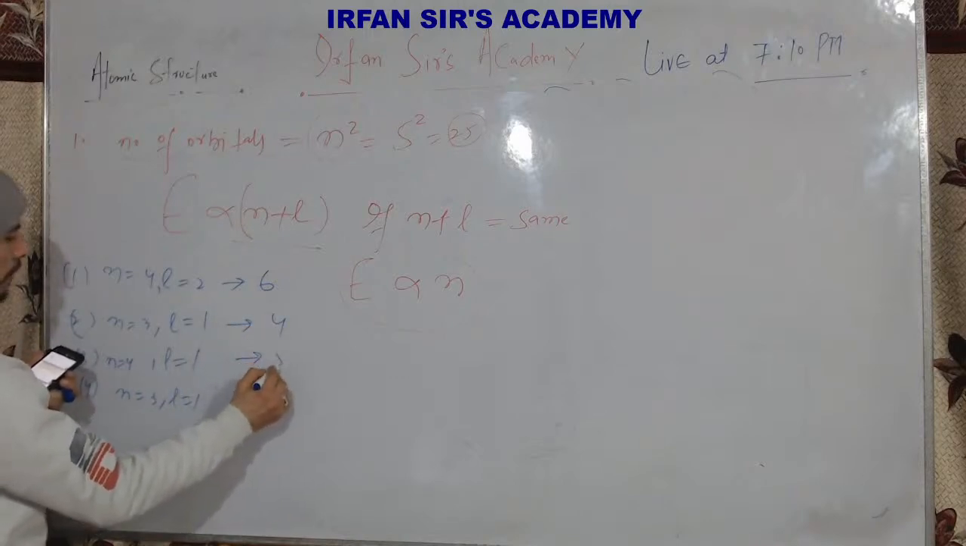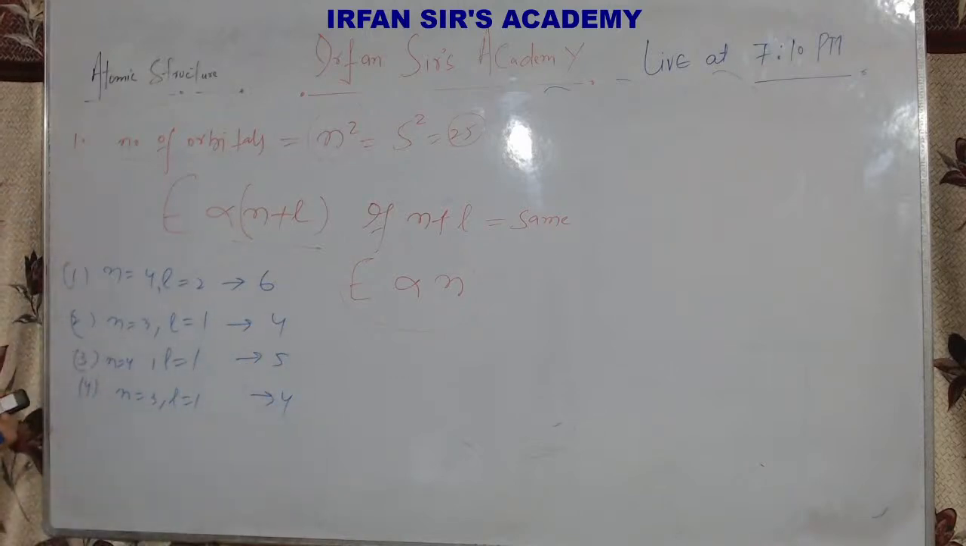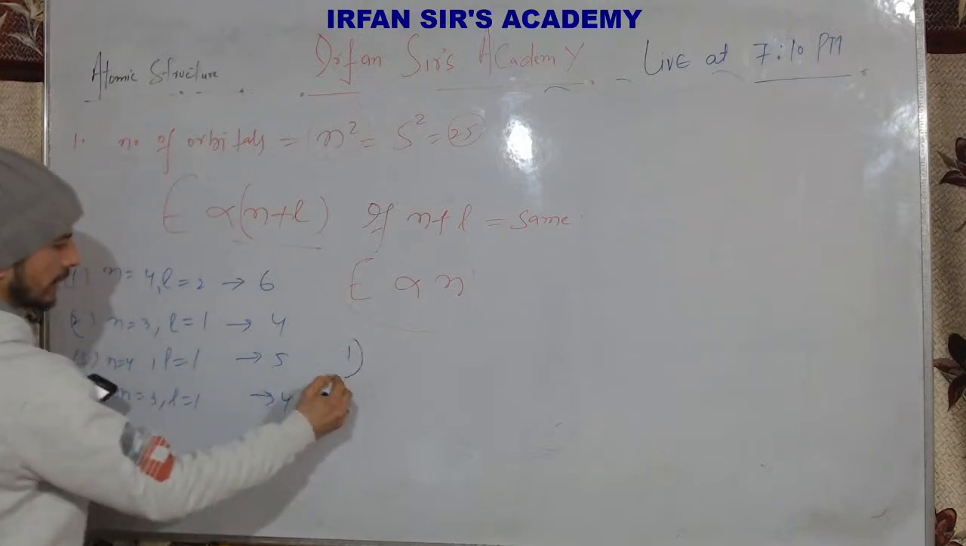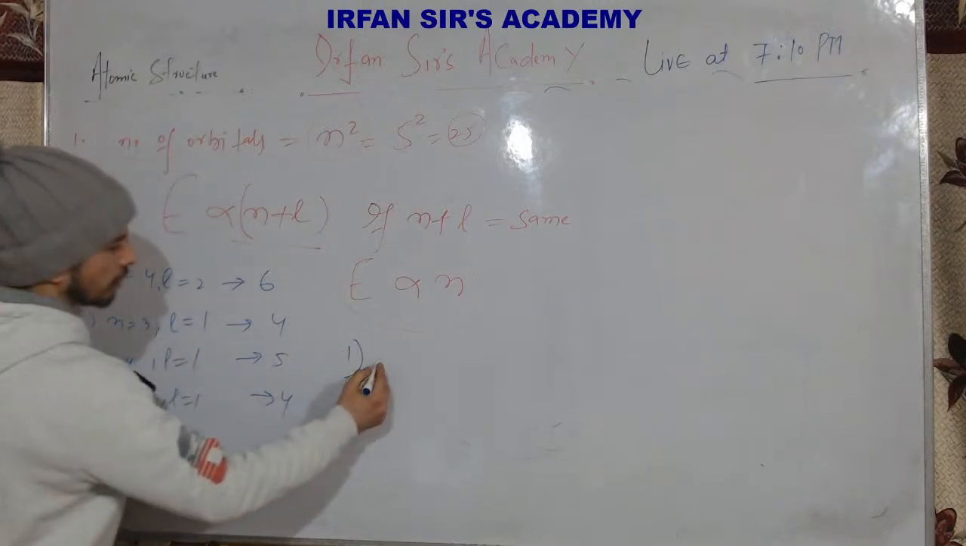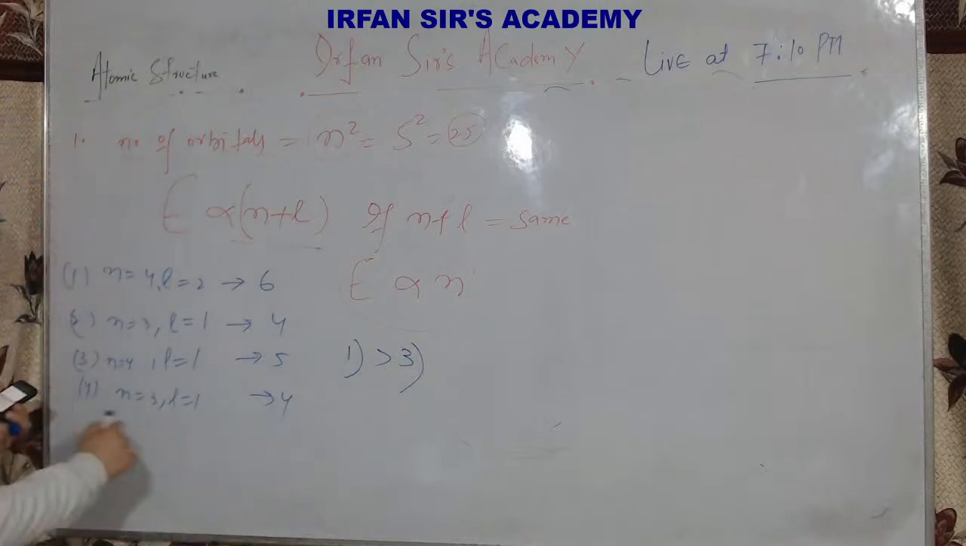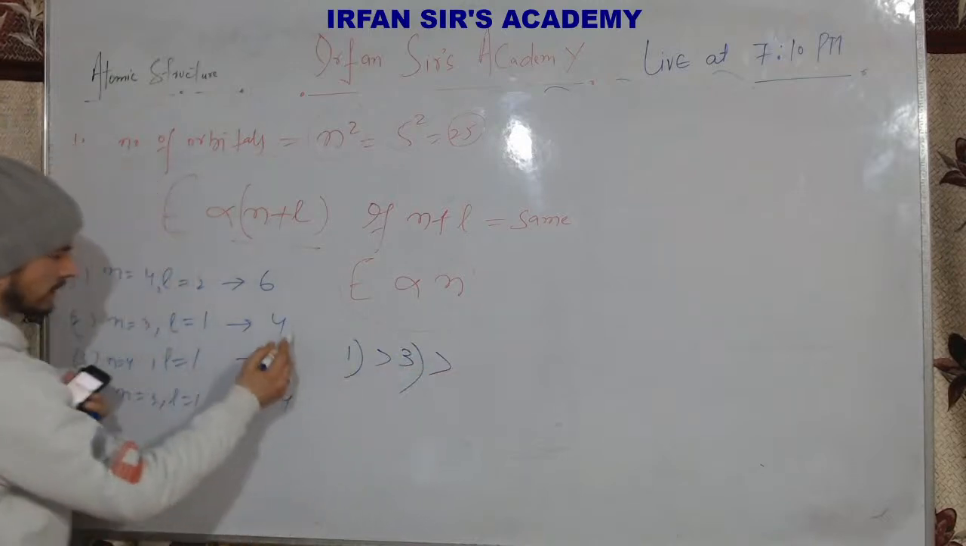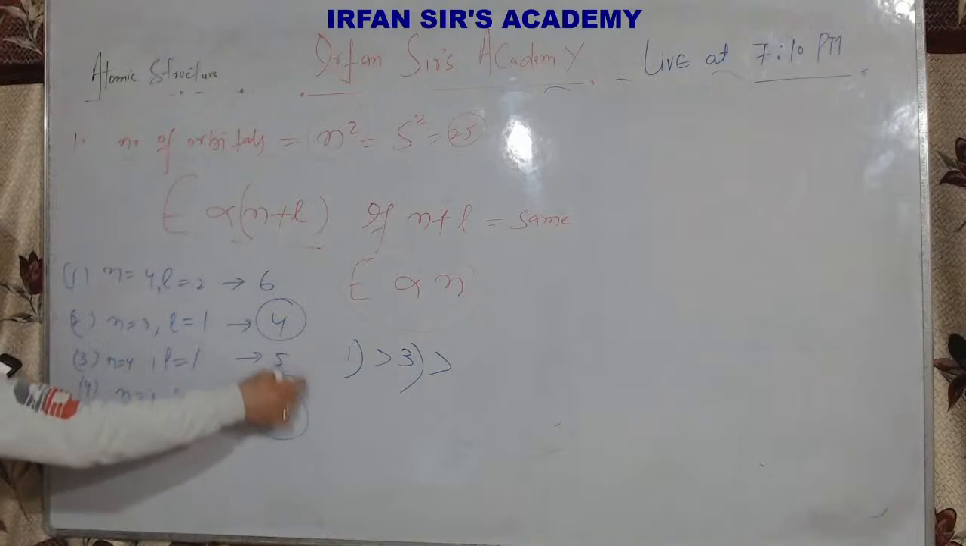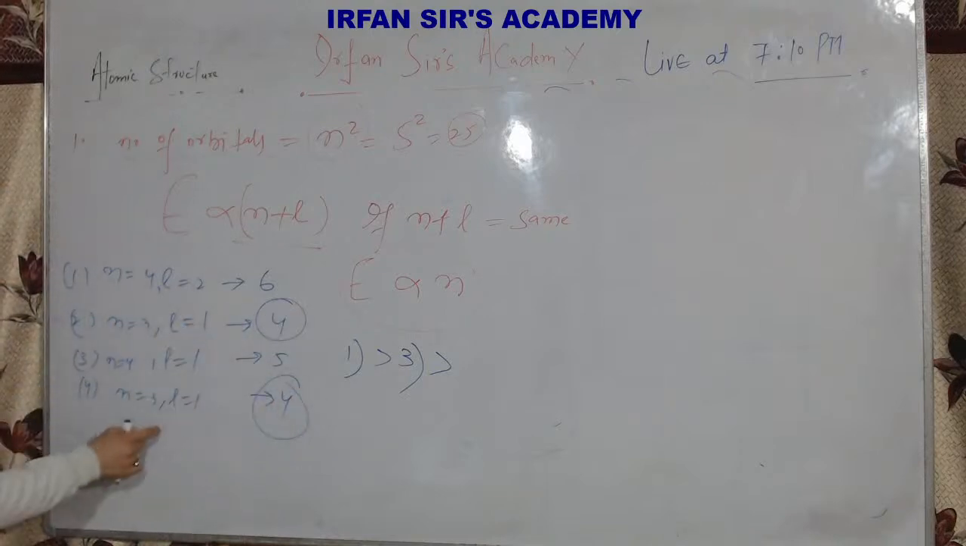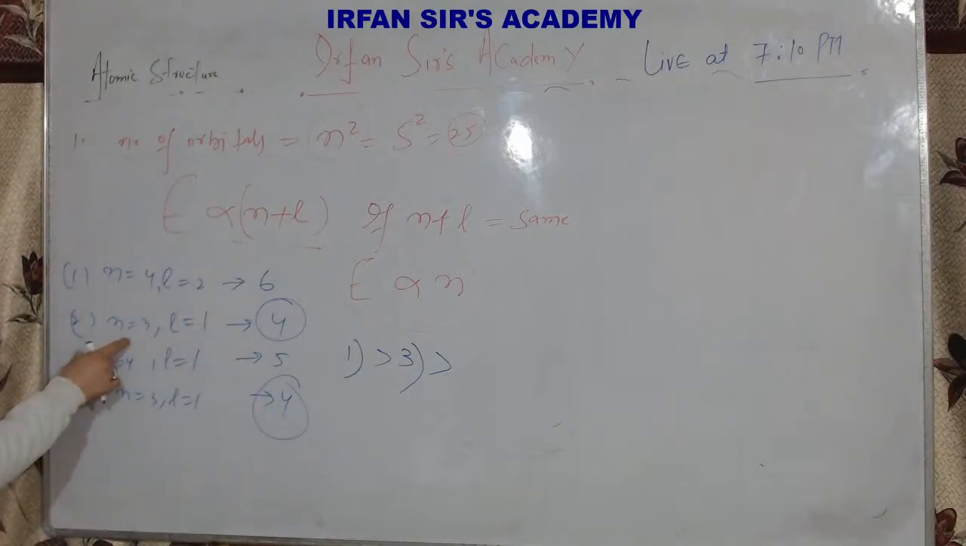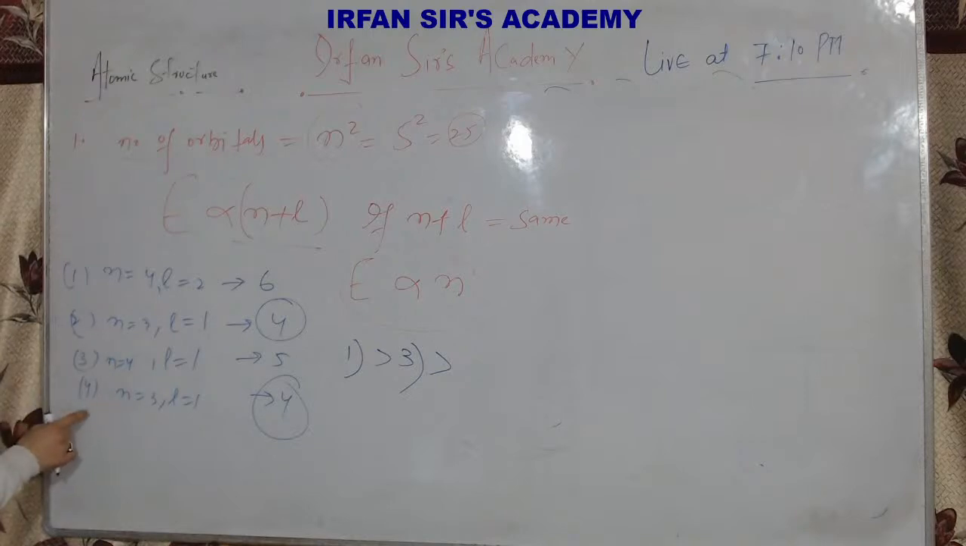4, 5, 4. Yes, it means the energy of first is greater than energy of third. What is there? The n plus L value is the same. Energy is directly proportional. The one, it's n equal to 3. Third, what was the fourth option? n equal to 3 and L equal to 1.